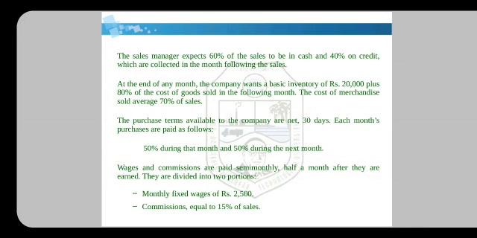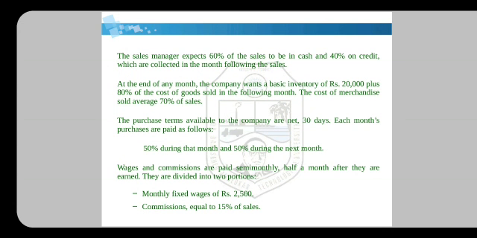Now again there are a few assumptions. The sales manager expects 60% of the sales to be in cash and 40% on credit, which will be collected in the month following the sales. Meaning if there is a sale of 10,000 in the current month, then 60% will be sold for cash and 40% on credit, and that remaining 40% the customer will pay in the next month.